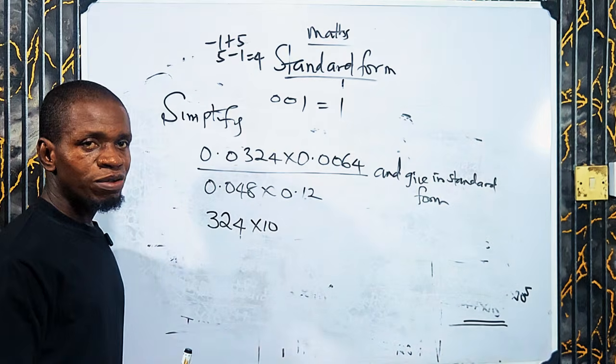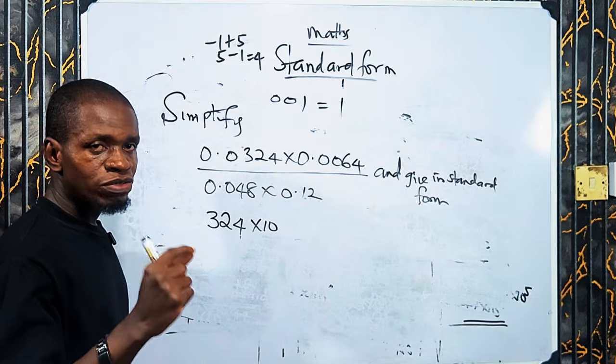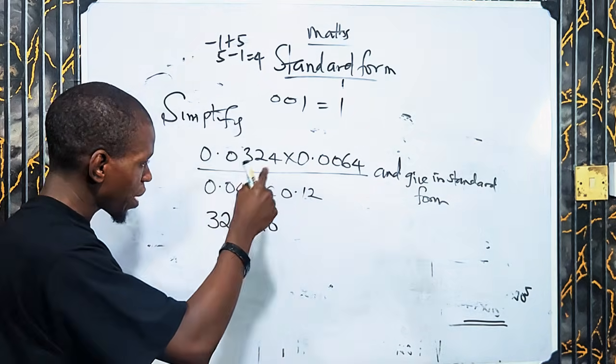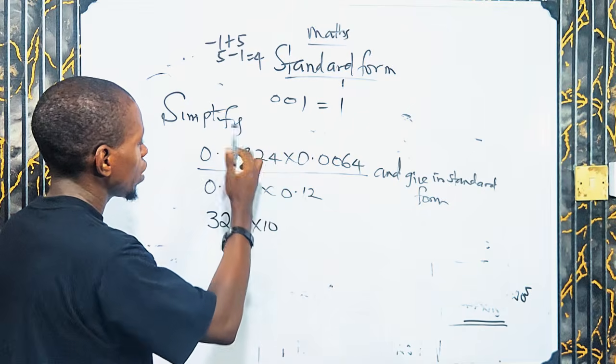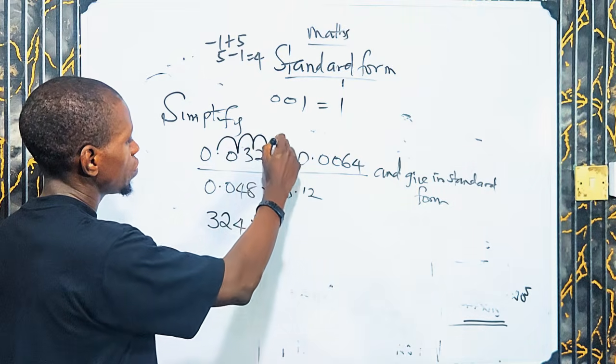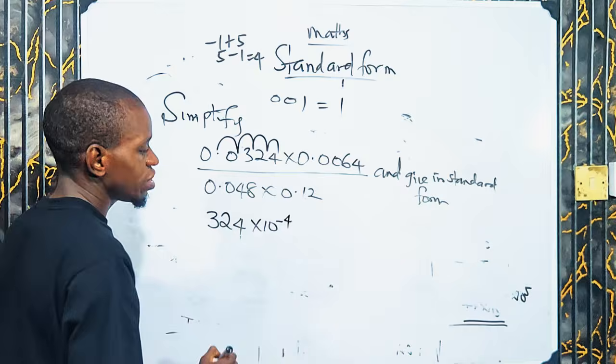So since we are moving from front to back, our power is going to be what? Negative. Remember, front to back. So how many times did I move? 1, 2, 3, 4. So I have 1, 2, 3, 4. I'll say minus 4 or negative 4.